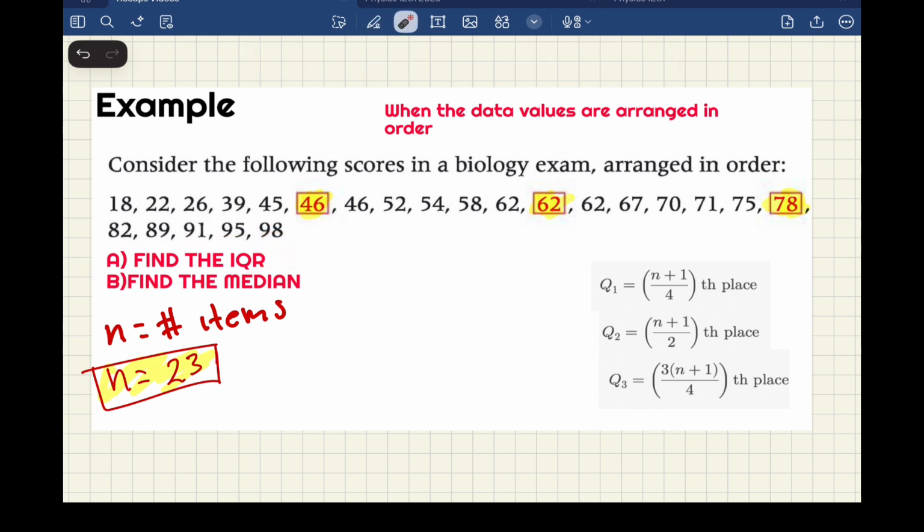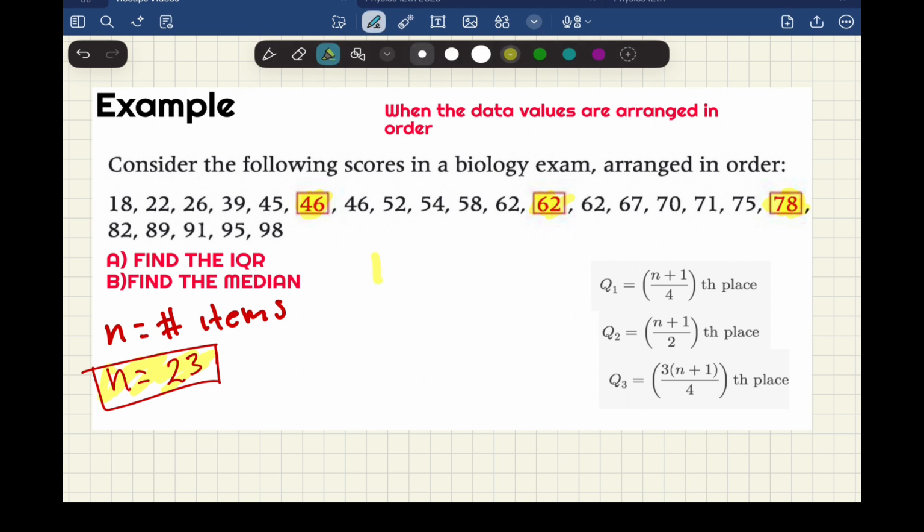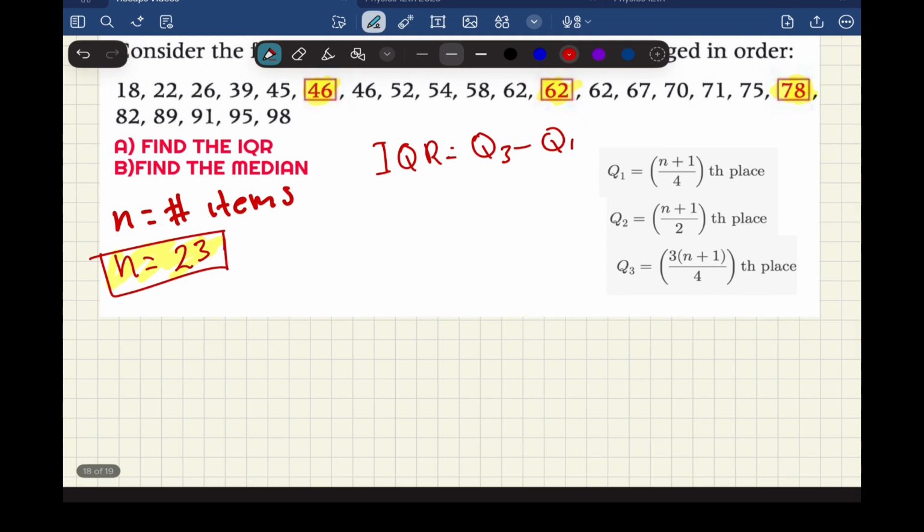In order to find the IQR, the formula says this. IQR is Q3 minus Q1. Okay, but we need to find Q3 and Q1. If we want to find Q1, according to the formula, this one is n. So 23 plus 1 divided by 4. So this is 24 divided by 4, and this is 6.